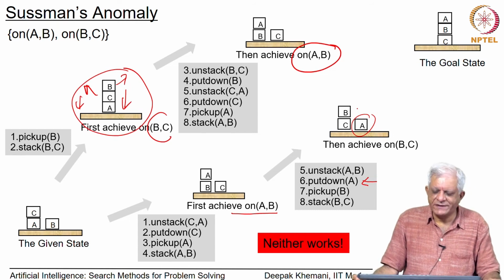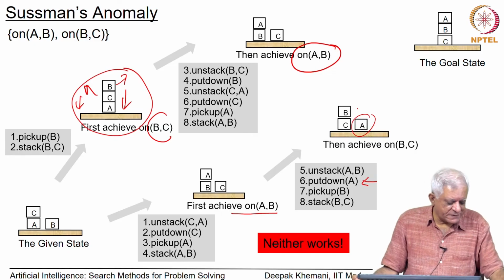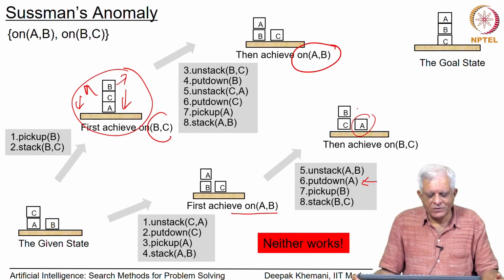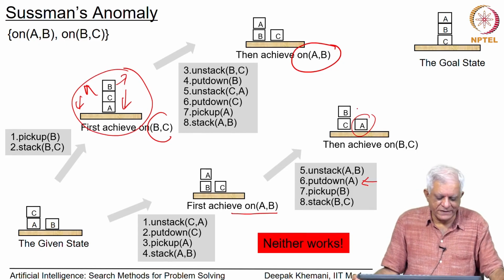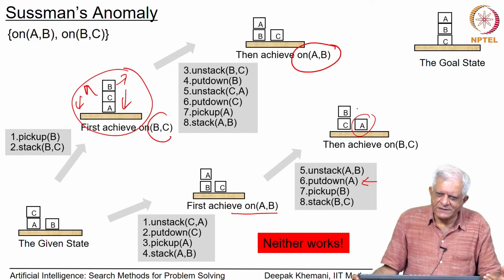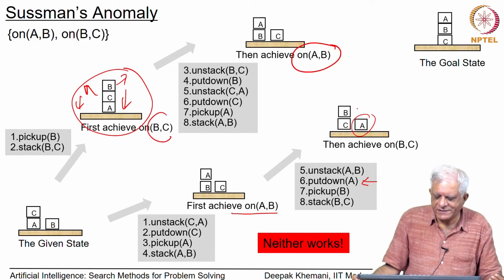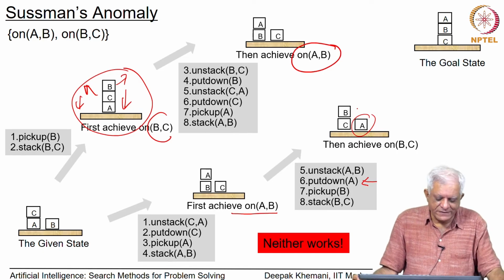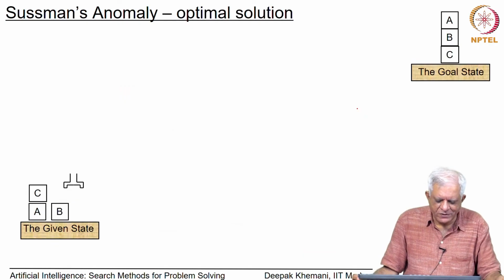You cannot say that I will break it down into sub goals one by one and solve them independently. What we will do of course, in the next session is look at an algorithm which will allow us to solve such problems where there is, as the community says, goal interaction, that the two or more goals that you are trying to achieve may interact with each other, and then we need a more sophisticated algorithm.